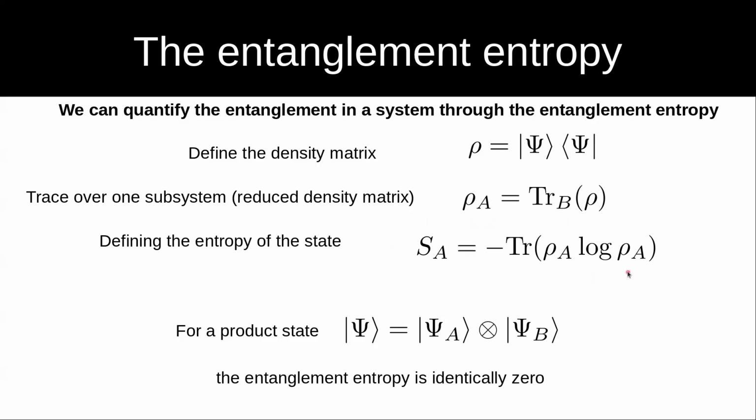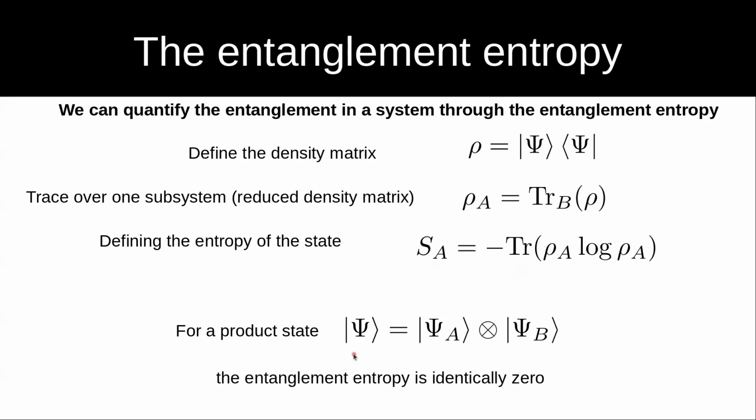If you have a state that is separable, so that it's a product state that you can write down as a tensor product of a state in A and a state in B, then the entanglement entropy is zero by definition. So your reduced density matrix has only eigenvalues 1 and 0, and when you have eigenvalues 1 and 0, then the entropy is 0. In general, if you have a state that cannot be written in this way, you are going to get some finite value for the entropy.